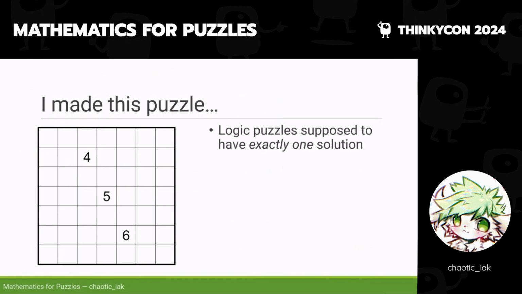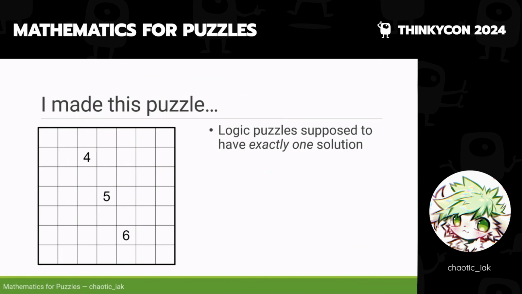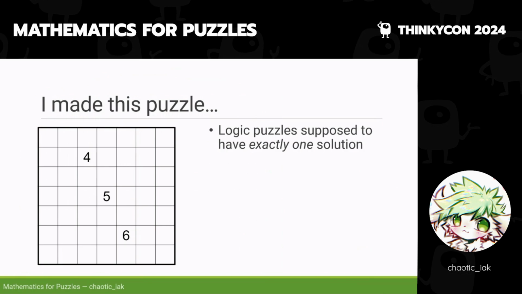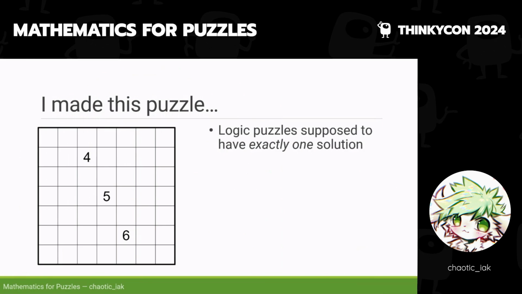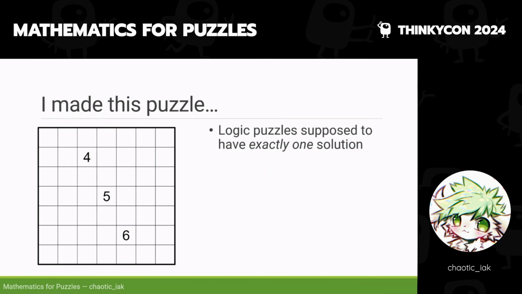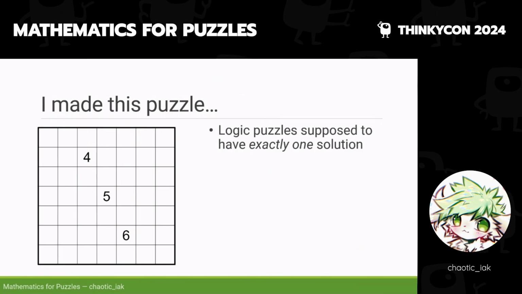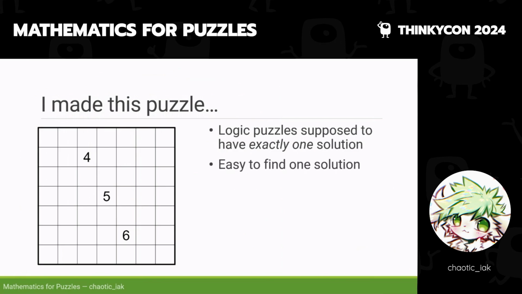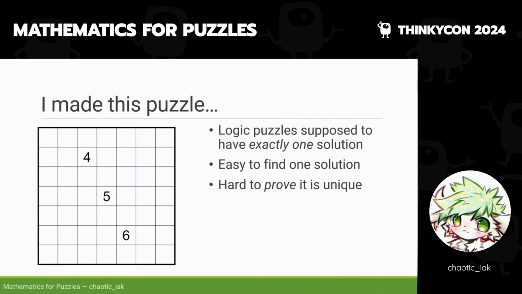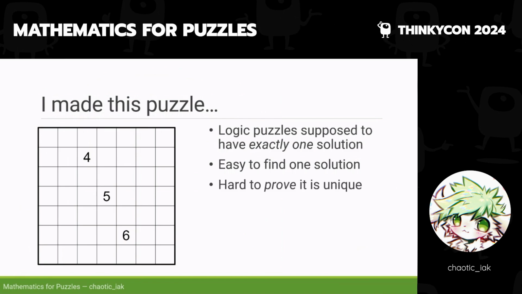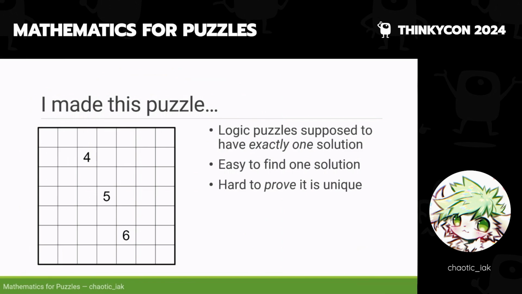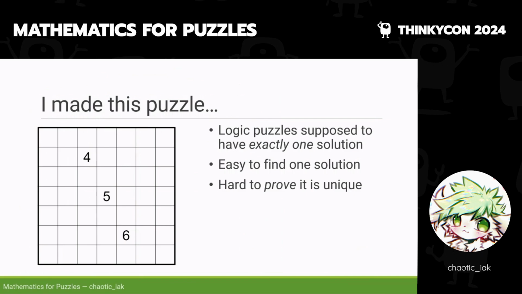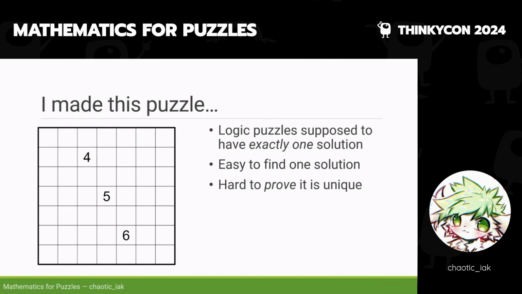One thing you need to know about logic puzzles is that they are supposed to have exactly one solution, not just a solution. All puzzles want to have a solution, but exactly one. There should be no alternate solutions. There should be no ambiguity. So I made this puzzle. I gave it to people. They are usually able to find the solution, but they are having trouble proving that it is unique, that it is the only solution. So they find the solution by using intuition instead of logic. So how can I be sure that there is actually exactly one solution?